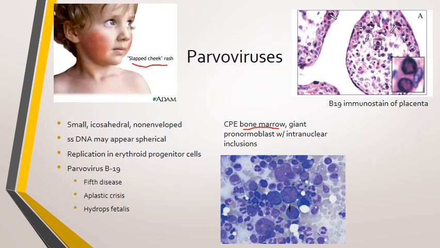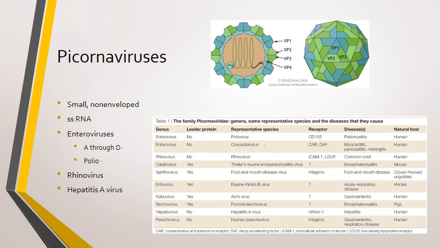We actually took a piece of the bone marrow out of the kid, and you can see the CPE already there. Look at the giant pronormoblast here with the arrow pointing to it, and the little arrow is pointing to the intranuclear inclusions that are present. So we're kind of seeing the CPE out of the patient's own cell culture in their bone marrow.